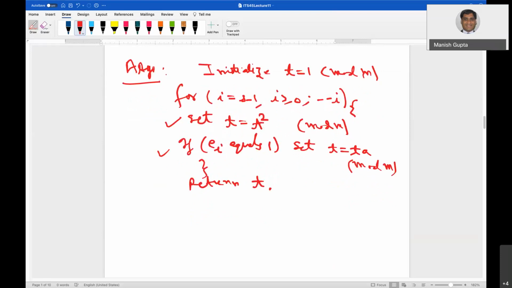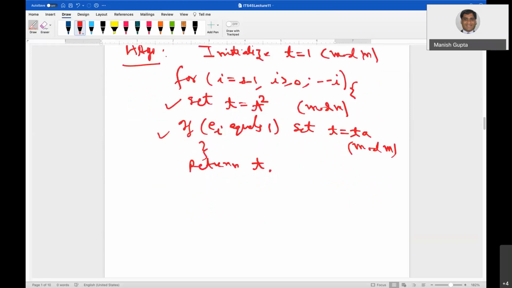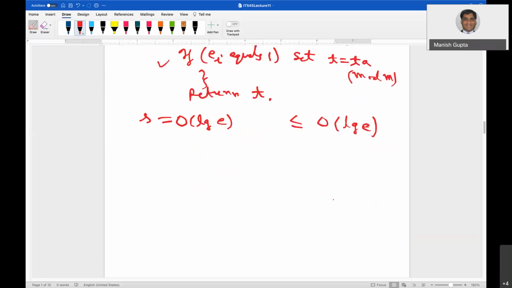So let me show you a brief example. Now, since the size of s is big O of log e, this loop is executed at most big O of log e times. Okay, so that is the complexity. So let us see an example here.